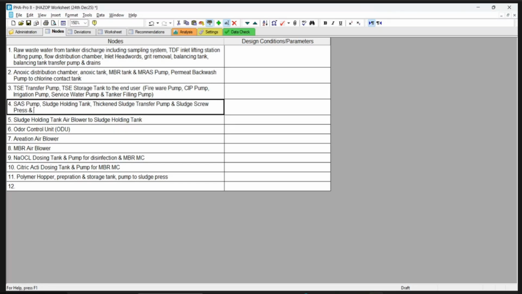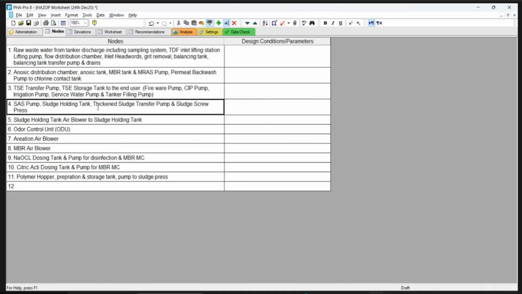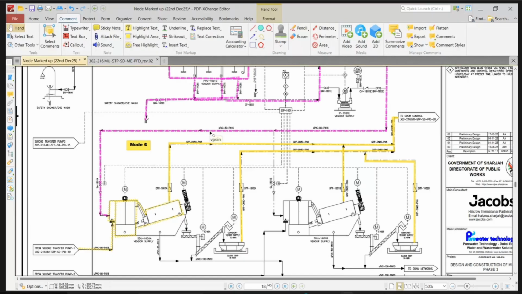Node 4 is pump, sludge holding. Okay, only screw pump, understood, along with the polymer dosing. Correct, agree. So we are going for the same one since the screw press is here. We'll review it. Now coming back to polymer dosing.